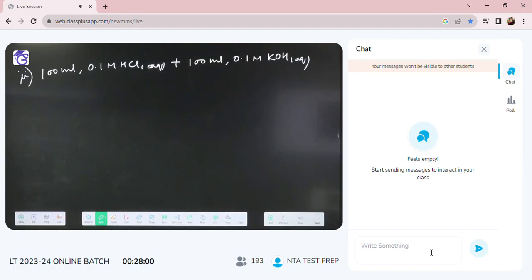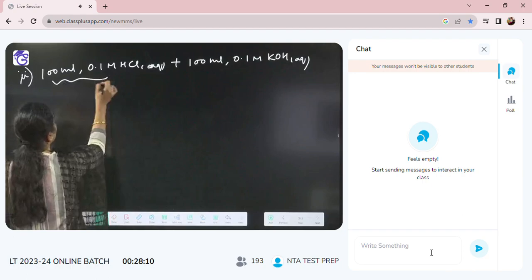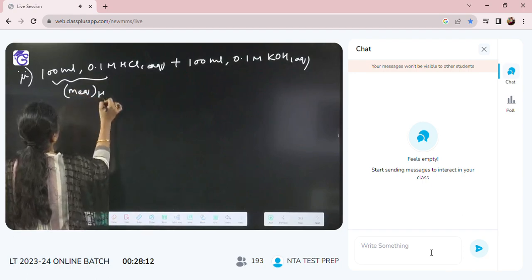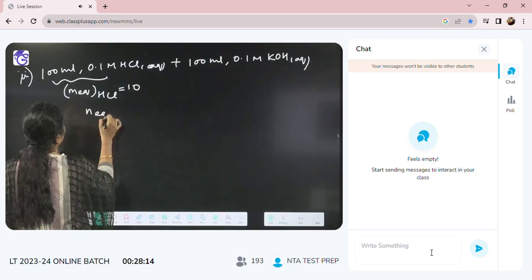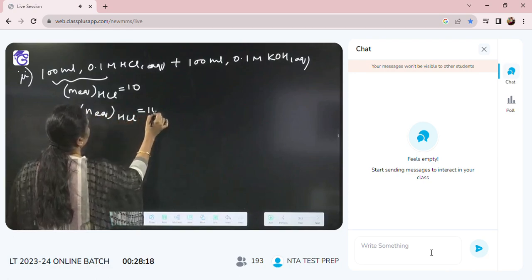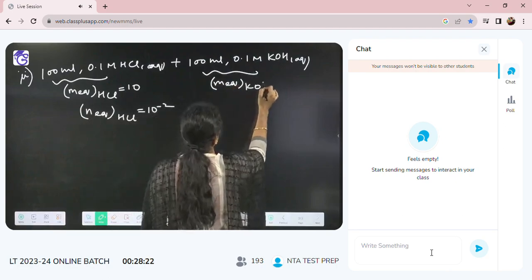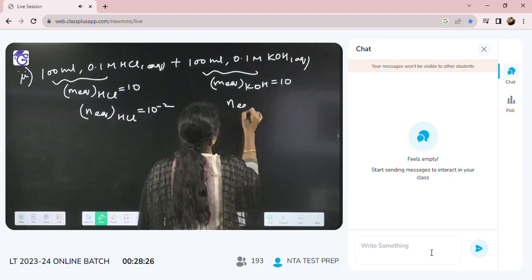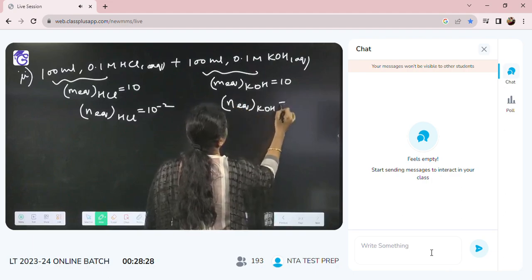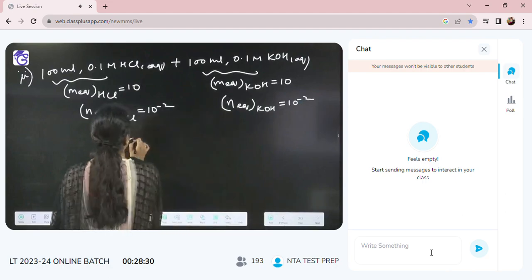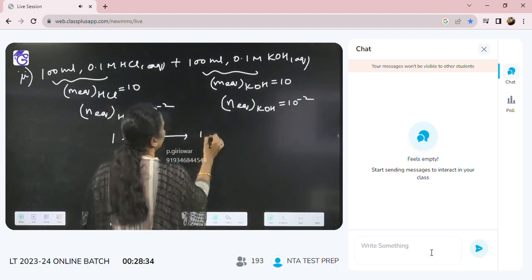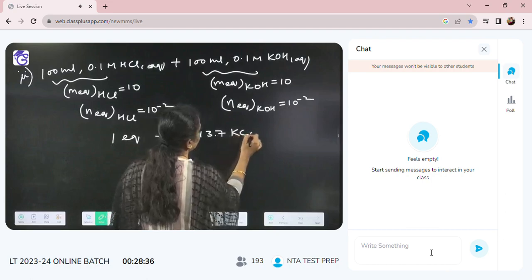I think Raymond has calculated and Vishesh has calculated, Reshma also. Yes, many of you, good, very good. Jonathan also. So the thing is, simply find out the milli equivalents of HCl, that is here 10. So number of equivalents of HCl is 10 to the power of minus 2. Here also milli equivalents of KOH is 10. So number of equivalents of KOH will be simply 10 to the power of minus 2. And I know for one equivalent, how much is liberated here? 13.7 kilocalorie is evolved.